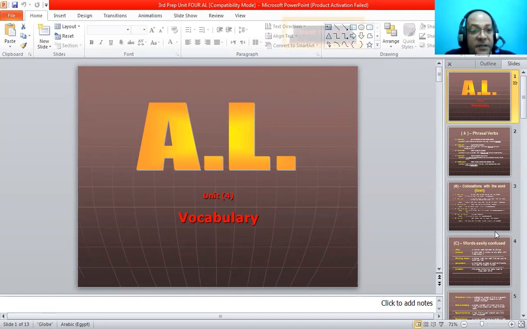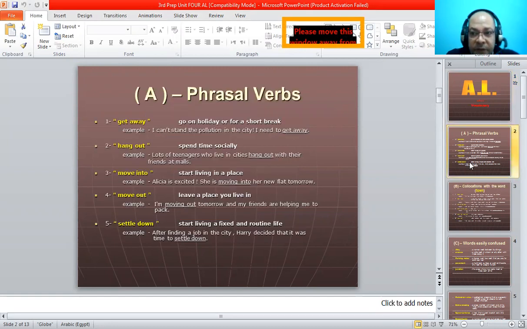Today, we will explain A-level, Unit 4, vocab. Let's start with the most important vocab that we have in this unit. Number one, phrasal verbs. Number one, get away, meaning go on holiday or for a short break.